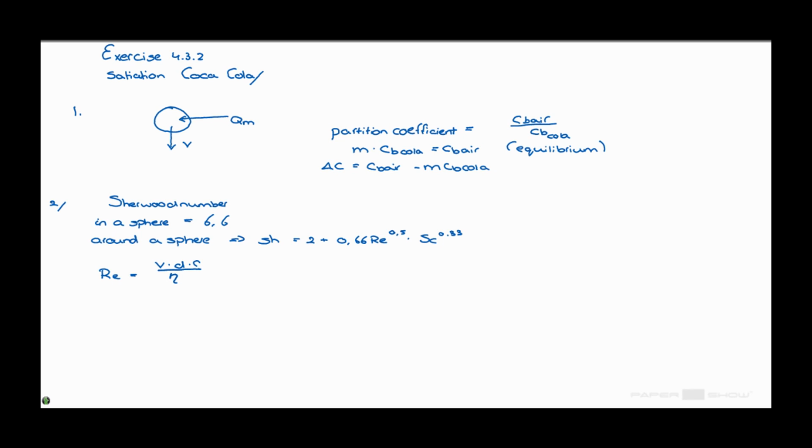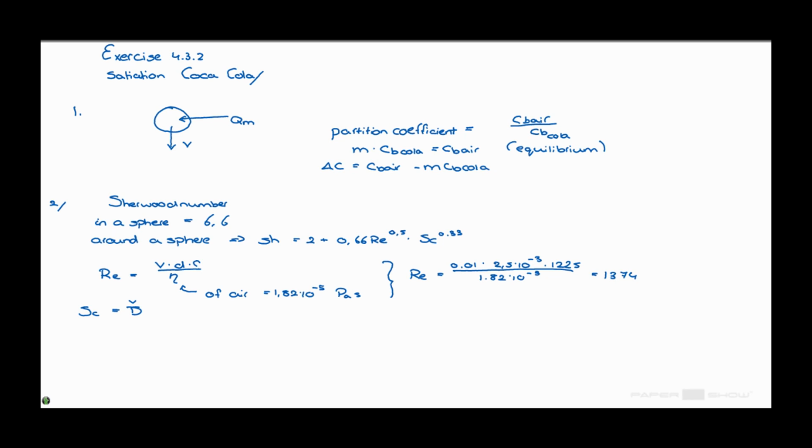This is V times the diameter times the density divided by the viscosity. The density and viscosity are of air. So the dynamic viscosity of air is 1.82 times 10 to the power of minus 5. Then filling in all the numbers. So for the speed, we have 0.01 meters per second times 2.5 times 10 to the minus 3 meters times 1225. And we divide that by 1.82 times 10 to the minus 5. This then equals 1374 for the Reynolds number.